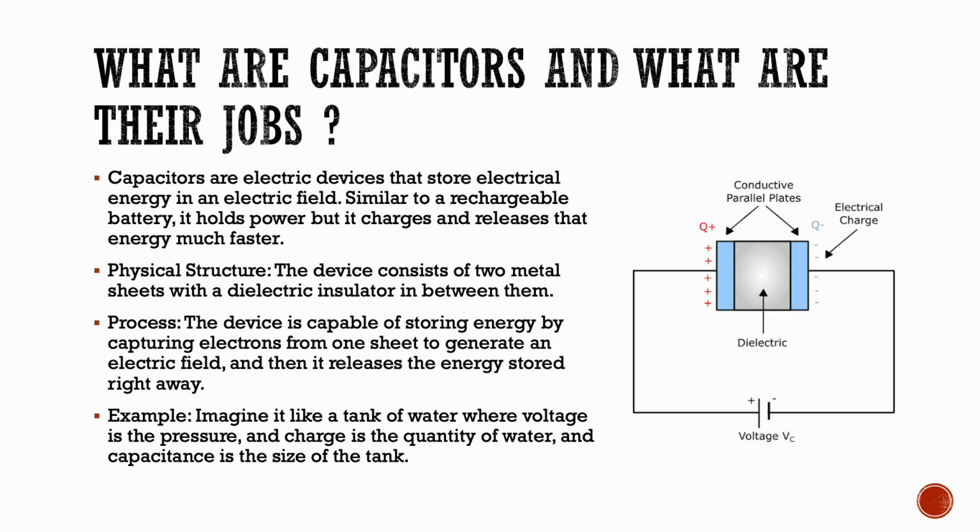Here is a representation of the physical structure of a capacitor. The device consists of two metal sheets, one with a positive charge and the other with a negative charge. In between them is a dielectric insulator, which could be plastics or ceramics. What process does the capacitor have to undergo? The device is capable of storing energy by capturing electrons from one sheet to generate an electric field, and then it releases the energy stored right away.